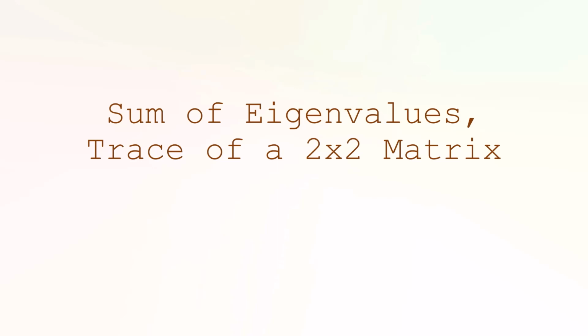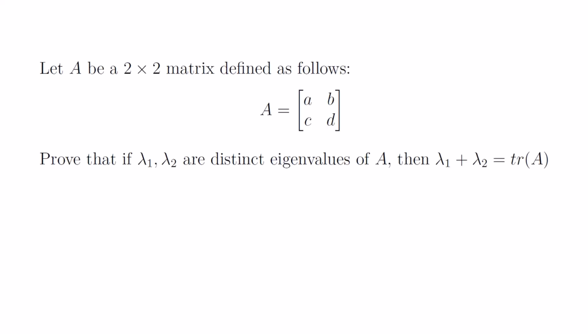In this video, we will be discussing connections between the sum of the eigenvalues and the trace of a 2x2 matrix. Let A be a 2x2 matrix with the entries a, b, c, d. Prove that if λ1 and λ2 are distinct eigenvalues of A, then λ1 plus λ2 equals the trace of A.